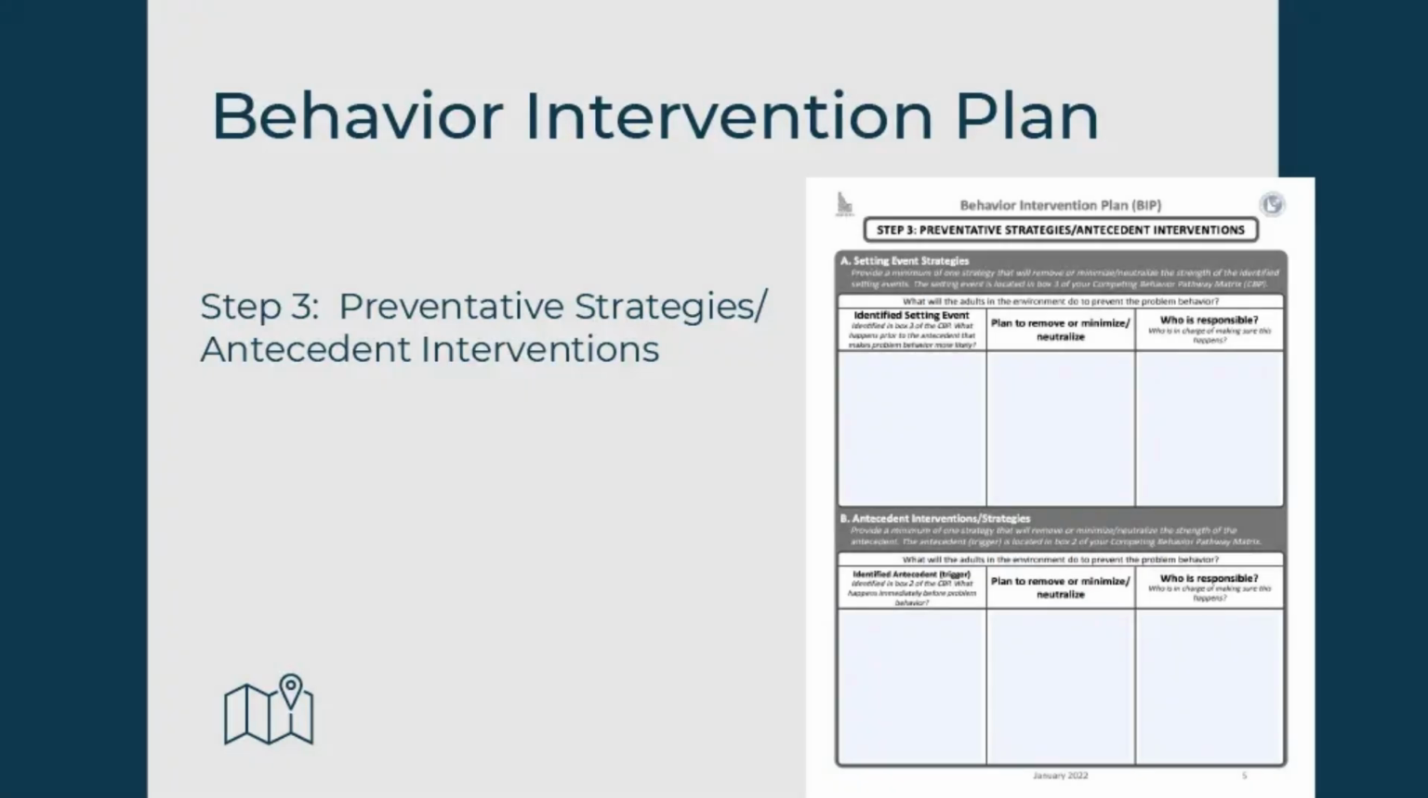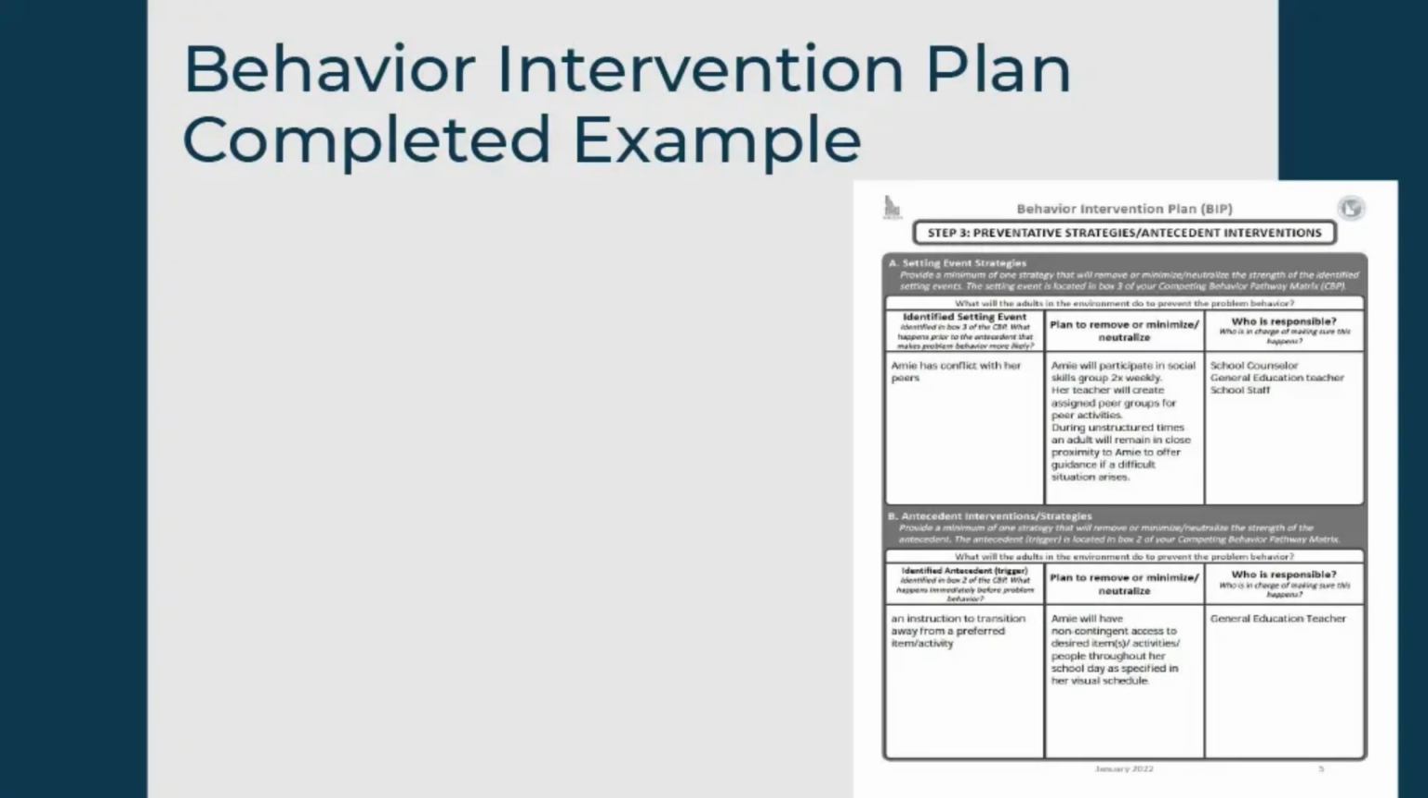It focuses on meeting individual needs and preventing issues before they escalate. When completing a behavior intervention plan, Step 3 involves outlining preventative strategies and antecedent interventions. Unfortunately, this step is often underemphasized when planning for behavior change. Having a clear and specific prevention plan is critical to making meaningful change. This slide shows a completed example of Step 3 in a behavior intervention plan. It demonstrates how prevention strategies are documented clearly and aligned with behavioral data.